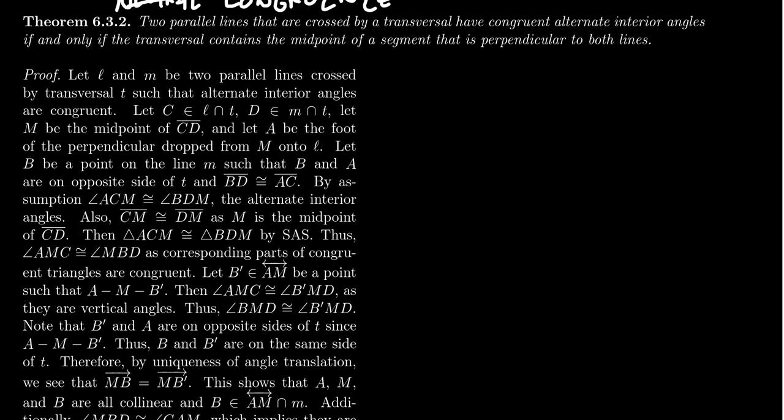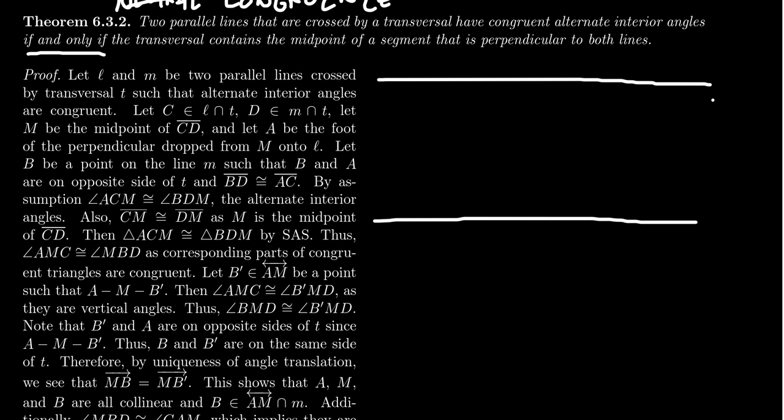So the theorem says that two parallel lines that are crossed by a transversal have congruent alternate interior angles if and only if the transversal contains the midpoint of a segment that's perpendicular to both. This is an if and only if statement here, so there's really two proofs for the price of one. We're going to first prove the first direction. That is, let's suppose we have two parallel lines. We're going to call them L and M. We have the line L and we have the line M, and they're cut by a transversal. Let's call the transversal T, and they're cut in such a way that alternate interior angles are congruent to each other. So we're starting off with this assumption.